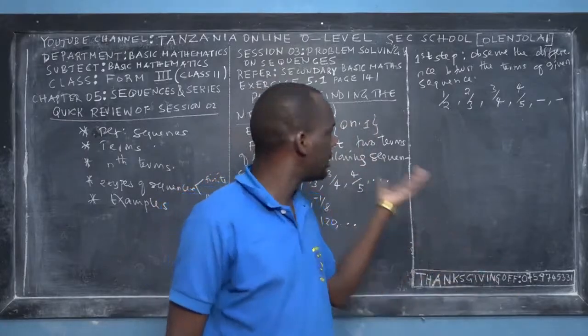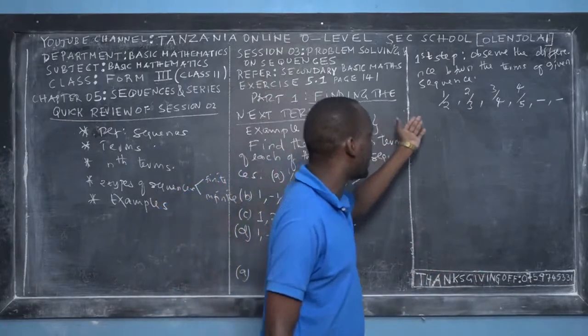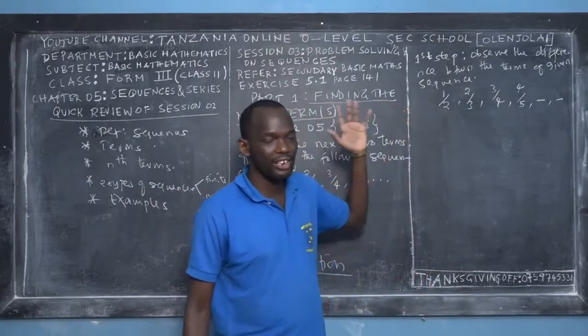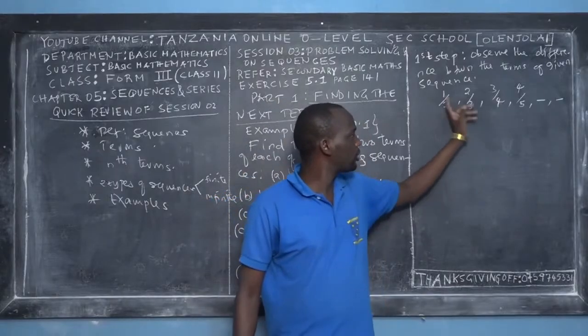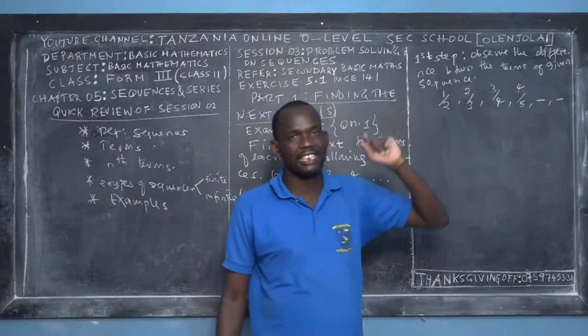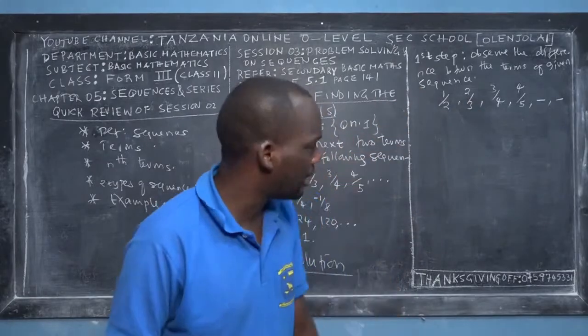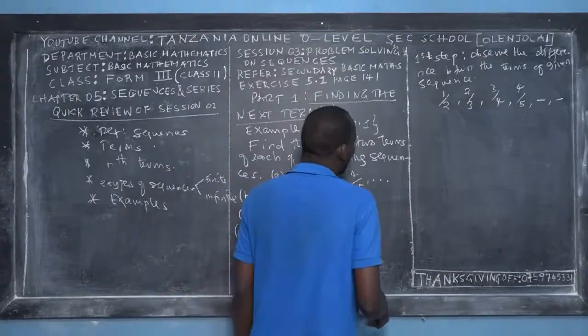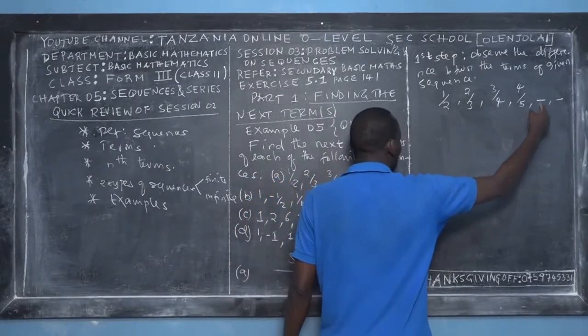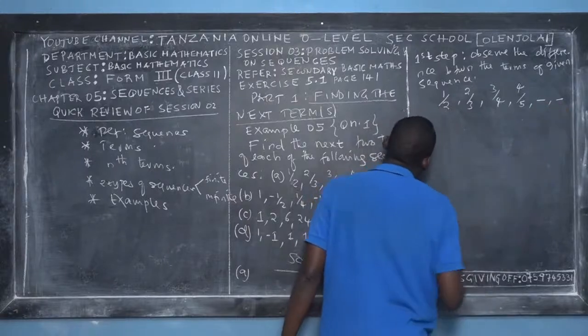Are these fractions improper or proper? This is a proper fraction because the number in the denominator is greater than the number in the numerator. So bear that in mind. Let us analyze what the difference is between the first term, second term, third term, fourth term, since we have to look for the fifth term and sixth term.